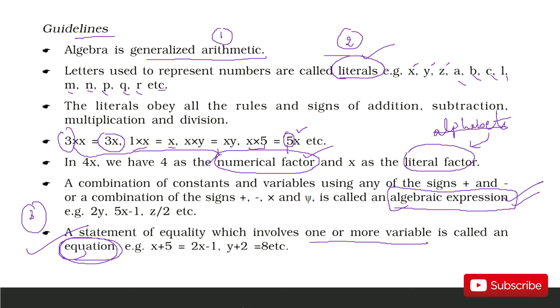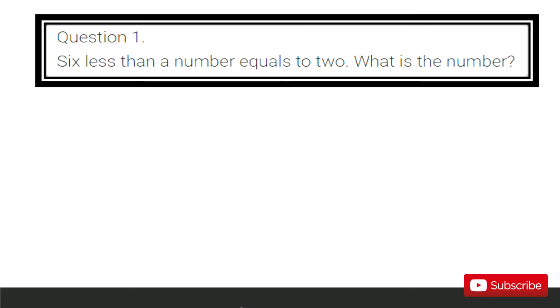Alright, so let us start with the first question. It says 6 less than a number equals 2. Now in this, the value which is unknown to us, we will assume that value to be x. So my first step in solving this question will be: let the number be x. Now it says 6 less than.